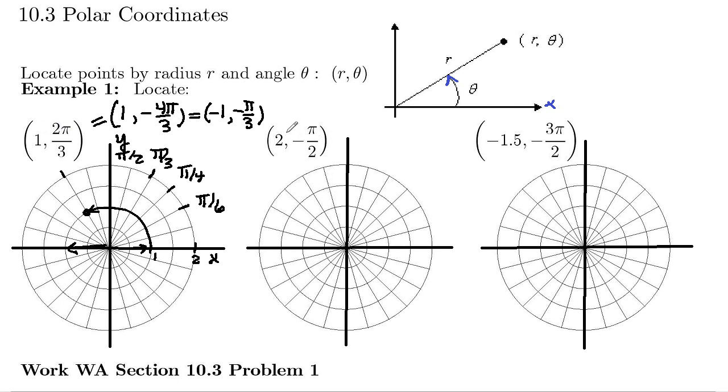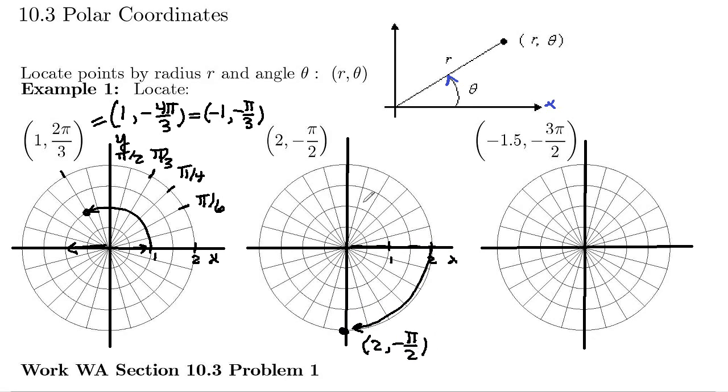So here we want to locate the point 2, negative pi over 2. Okay, so we're going to go out 2 units radially along the positive x-axis. So that's right here. And then negative pi over 2. So pi over 2 would be counterclockwise, negative pi over 2, so we're going to go out here and then come down negative pi over 2 to right there. So that's the point 2 comma negative pi over 2.